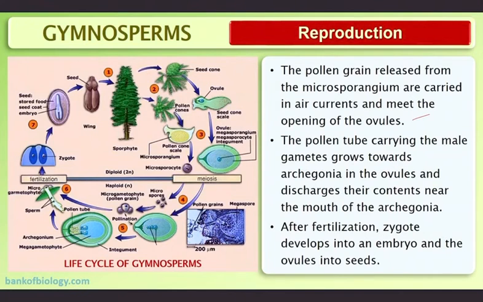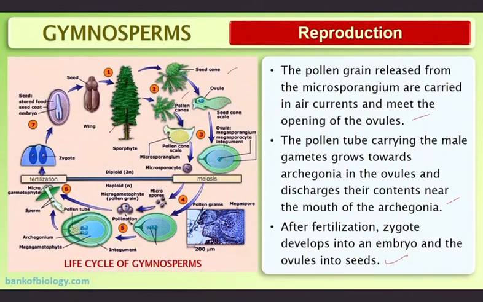The pollen grains released from the microsporangium are carried in air currents and meet the opening of the ovules. The pollen tube carrying the male gametes grows towards the archegonia in the ovules and discharges its contents near the mouth of the archegonia. So this facilitates the fusion of the nucleus of the pollen grain with the nucleus of the ovum. Fertilization takes place, zygote is formed. After fertilization, the zygote develops into an embryo and the ovules into seeds.